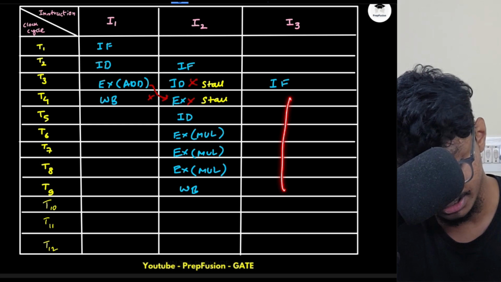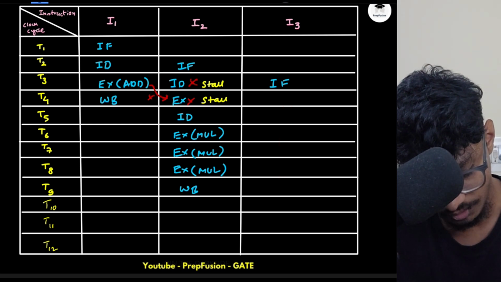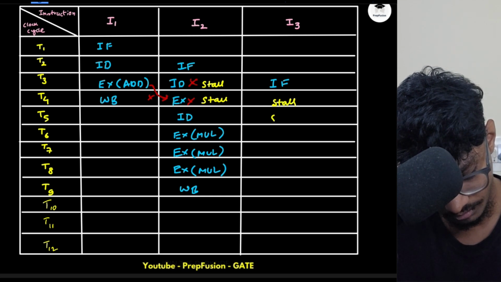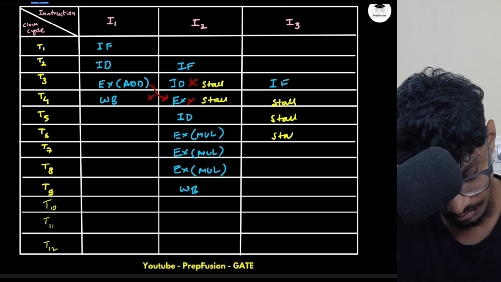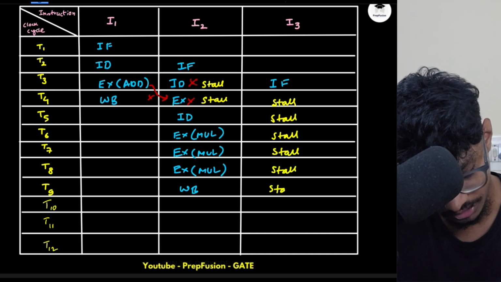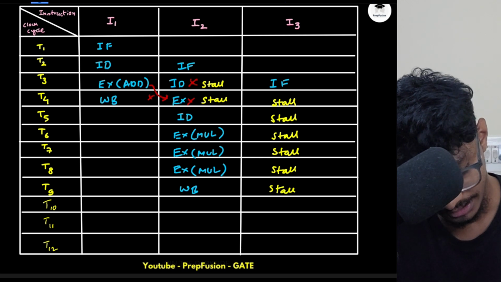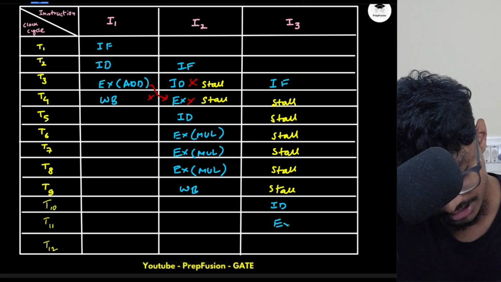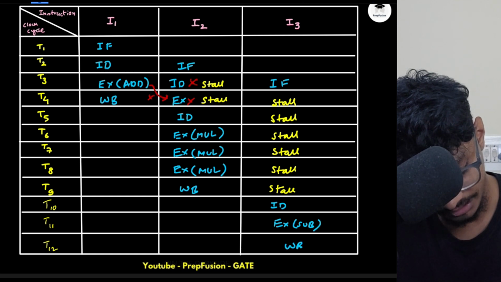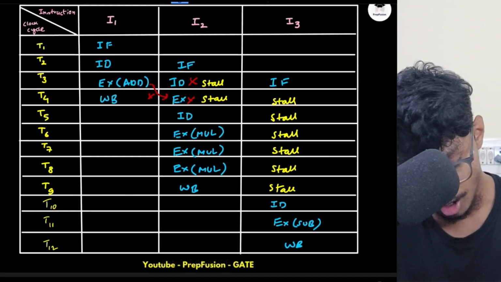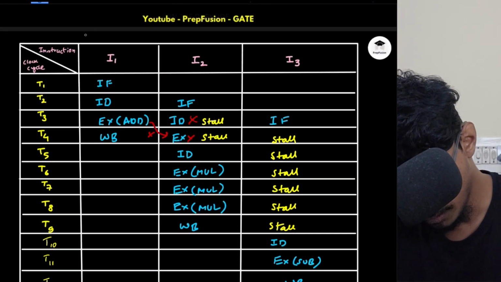So I have to provide stalls until here, right? So all this will be simply stalls. And after the stalls only I can start my instruction decode. This will be ID. Then I will have my execution of subtraction, and then finally I will write back the result. So after the 12th cycle, finally my instruction will be over. So how many cycles did it take me? It took me 12 clock cycles.